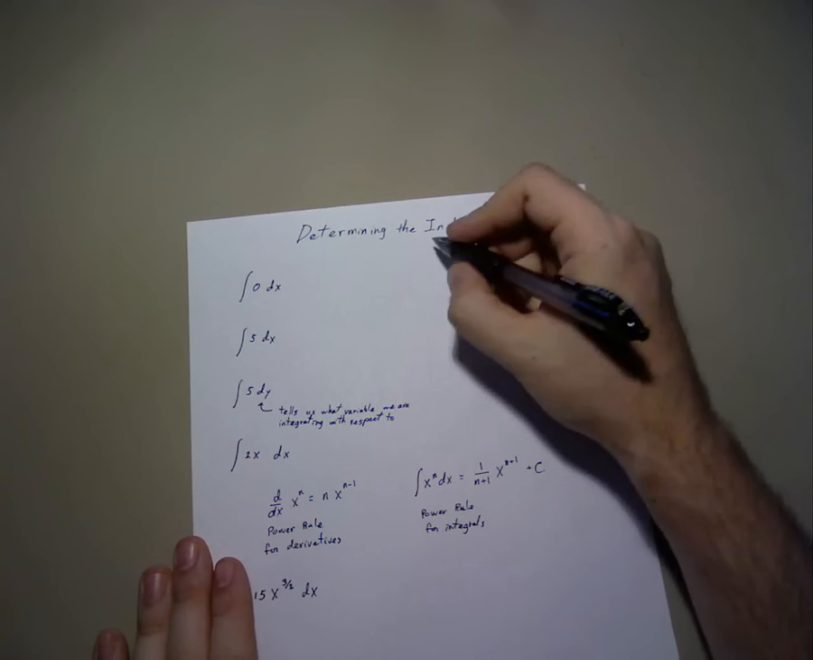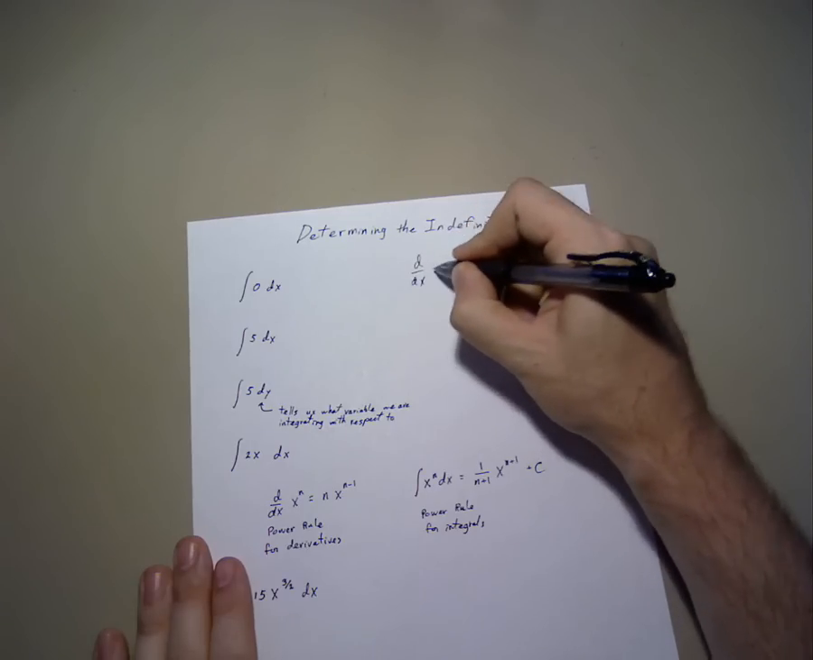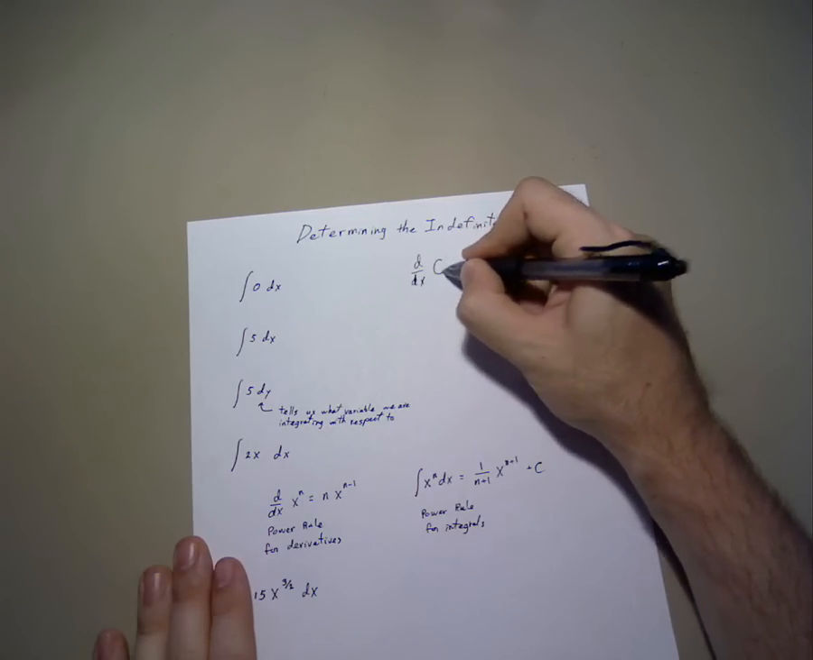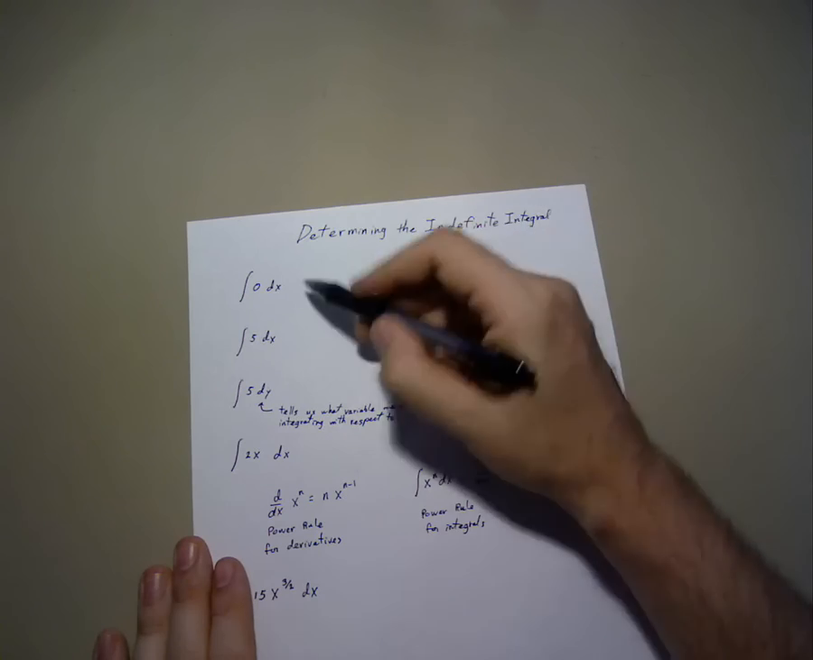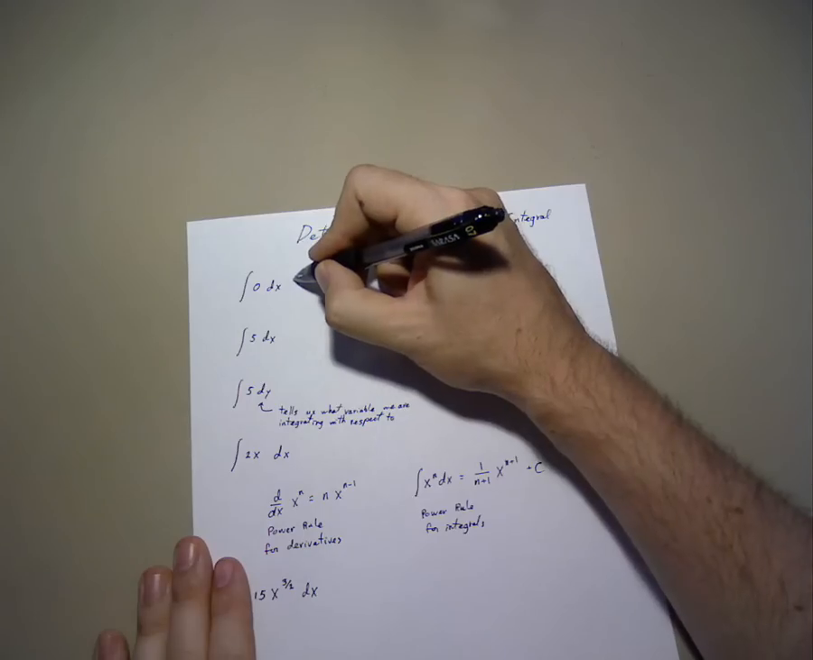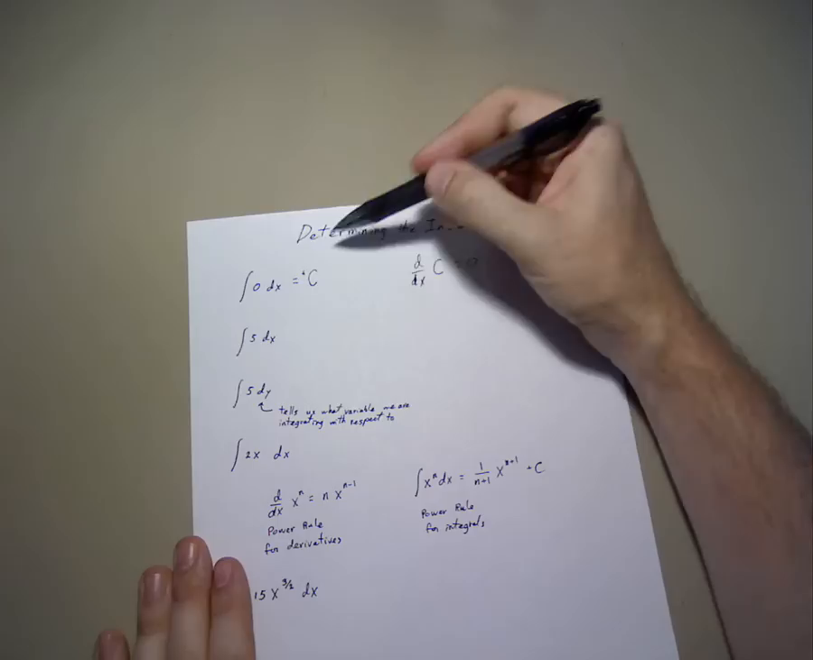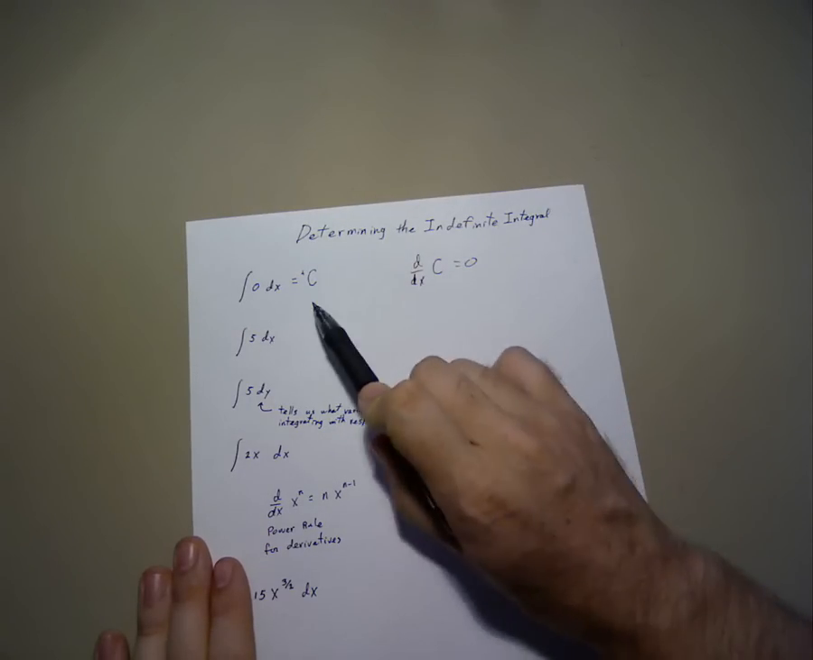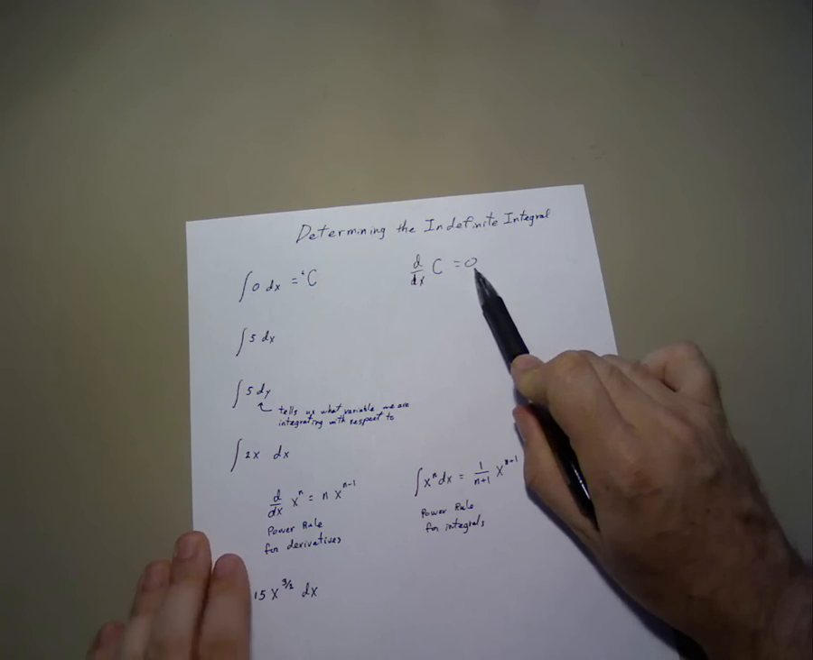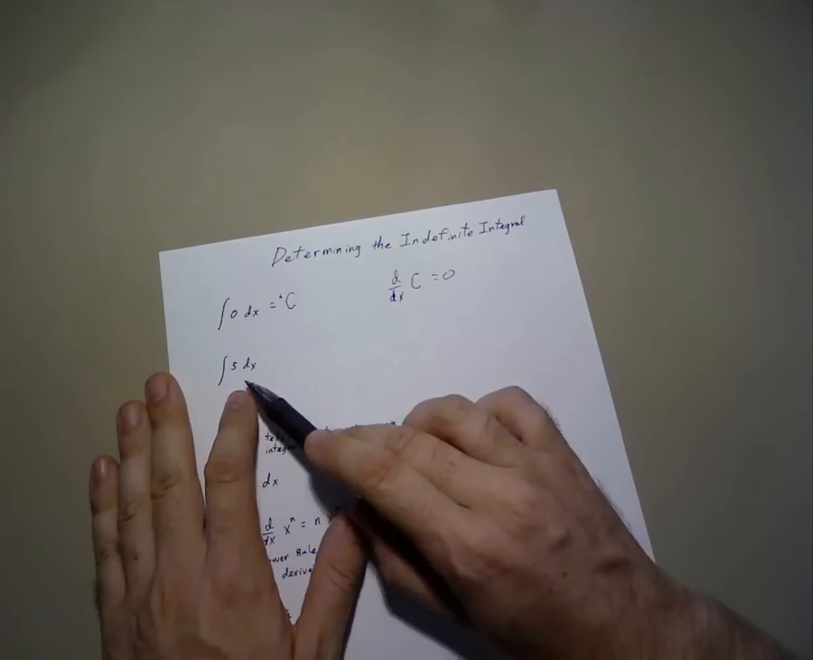Now, to solve this, we remember that the derivative of a constant, some constant c, doesn't matter what c is, as long as it's a constant, is 0. We therefore can say that the integral of 0 is some constant c. Now c could be a negative number, could be a positive number. All that it needs to be is a constant. And we can double check by taking the derivative of c and see that we get 0. These are equivalent statements.